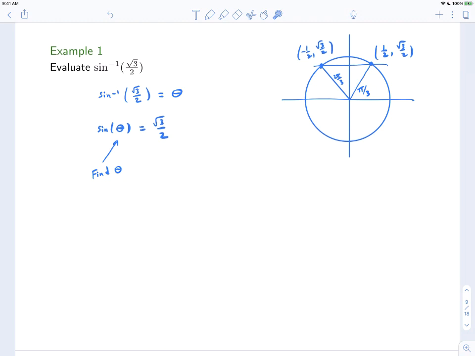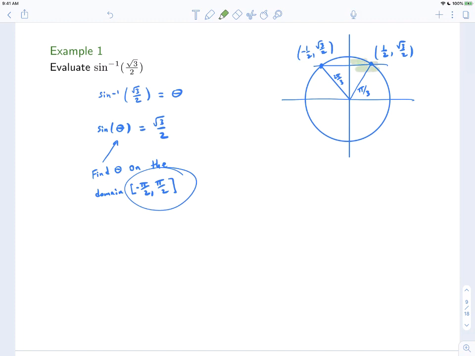However, this sine is on a restricted domain. So when we say find theta, we want to find theta on the restricted domain, on the domain from minus pi over 2 to positive pi over 2. These are our allowable angles. So we have to choose an angle from that set.